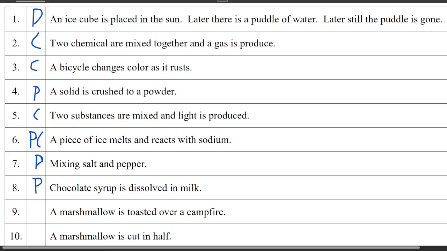Number 9, a marshmallow is toasted over a campfire. When we're cooking something, that is a chemical change. We know from the cake example. And number 10, a marshmallow is cut in half, just changing the shape of the marshmallow. That is physical. All right. For now, that is all you need to know about physical and chemical changes.